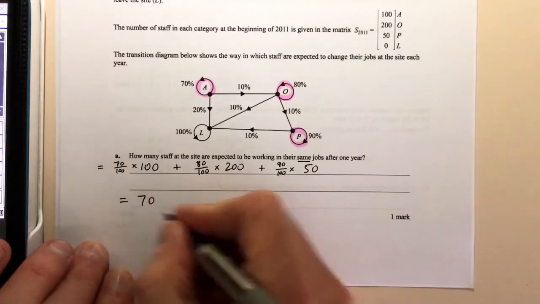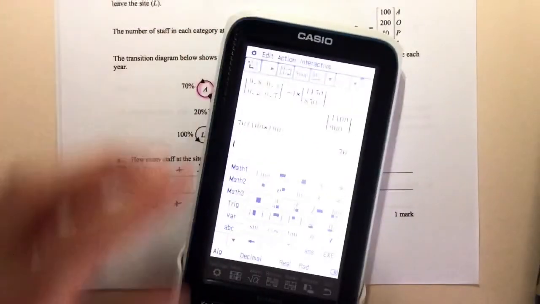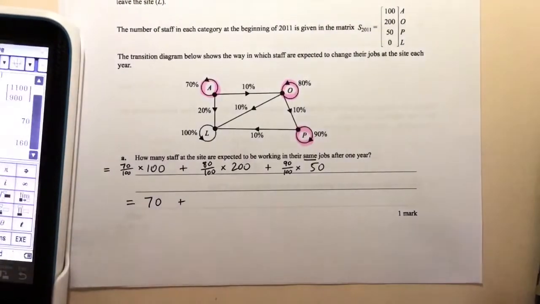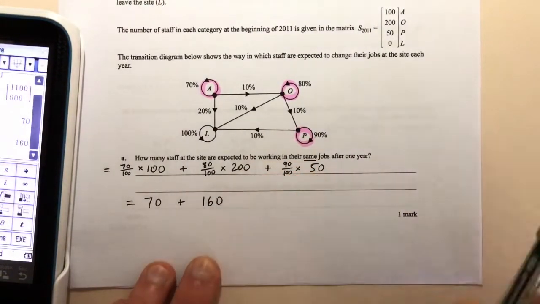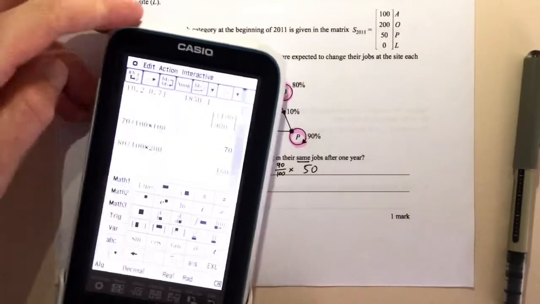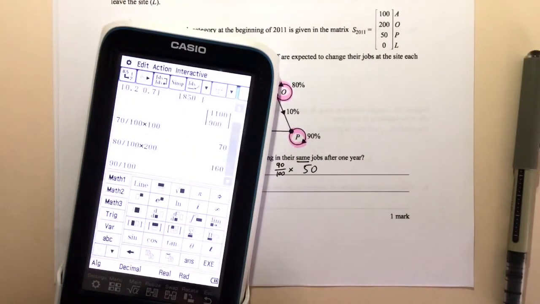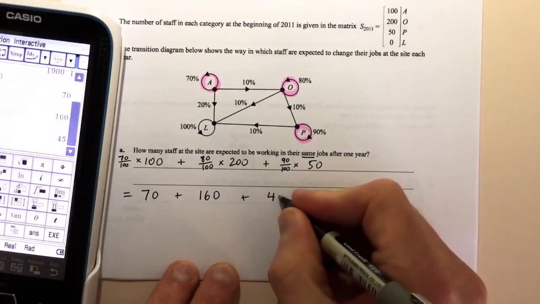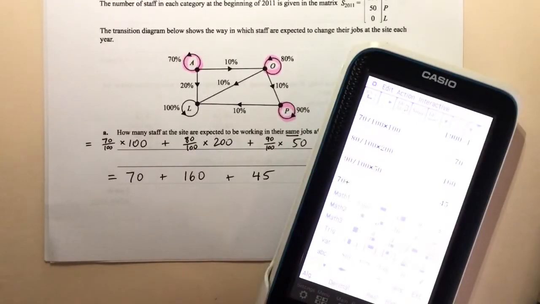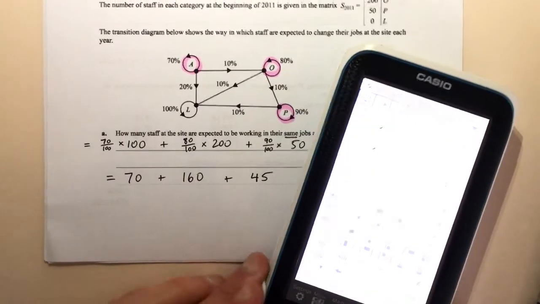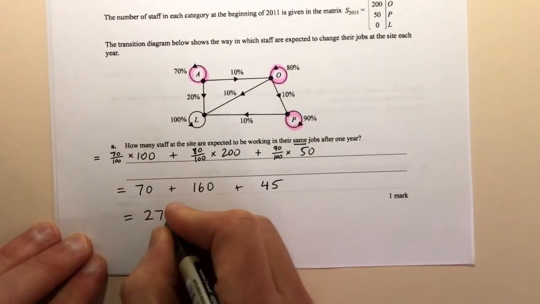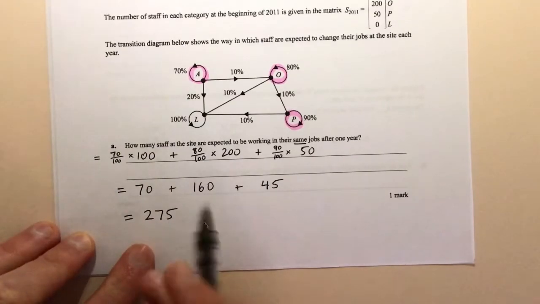70% of 100 is 70. 80 divided by 100 times 200 is 160. All right, so 80% of 200 is 160. And 90 divided by 100 times 50 gives you 45, because 90% of 50 is 45. And then we add those three numbers together. 70 plus 160 plus 45 is 275. There are 275 staff who stay in their same job from the first year to the next year.